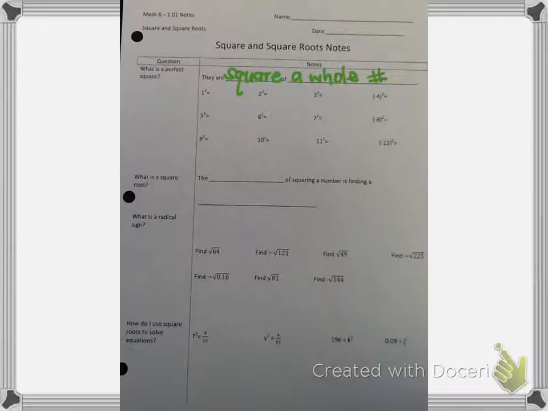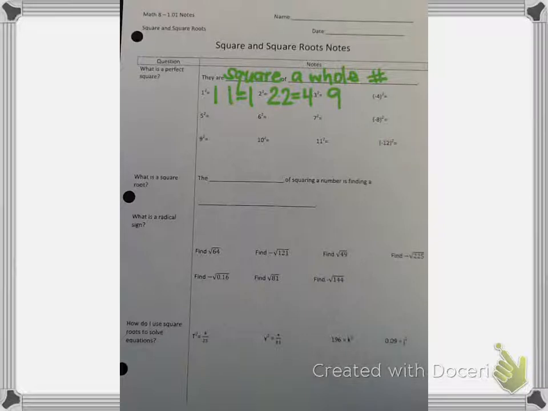And so what that means is 1 squared would be 1 times 1, which is just 1. 2 squared would be 2 times 2, which is 4. 3 squared would be 3 times 3, which is 9.